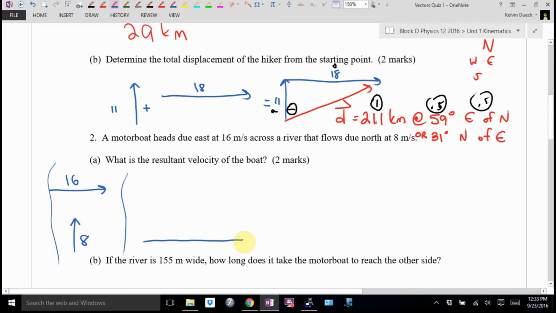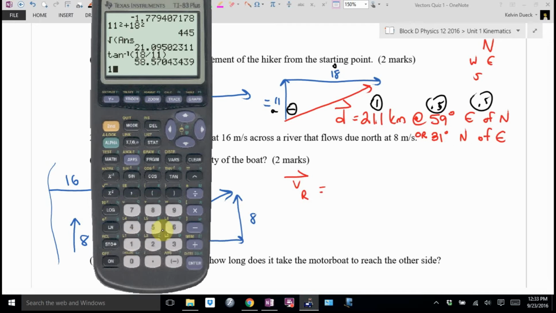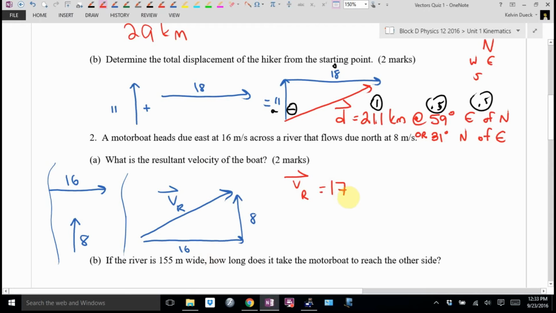16. 8. There is the velocity. It's going to end up being, as a magnitude, the square root of 16 squared plus 8 squared, 17.9 meters per second.